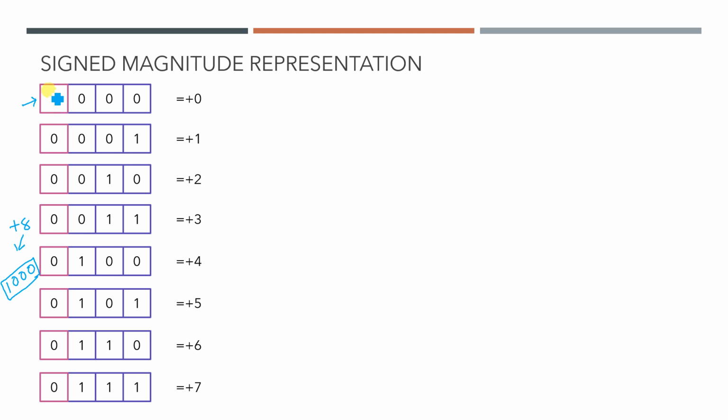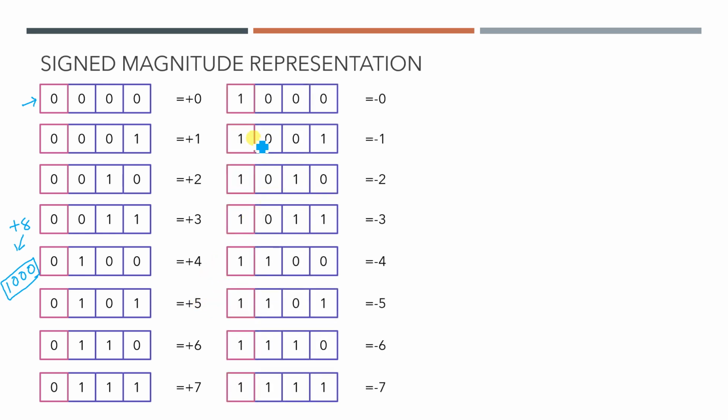Now, if I make all these zeros to 1, what will happen? Automatically these numbers become negative numbers. So here I am showing that one. Suppose I put 1 in the sign bit, then the remaining bits are the same. Then this plus 0 becomes minus 0. This plus 1 becomes minus 1. This plus 2 becomes minus 2 and so on.